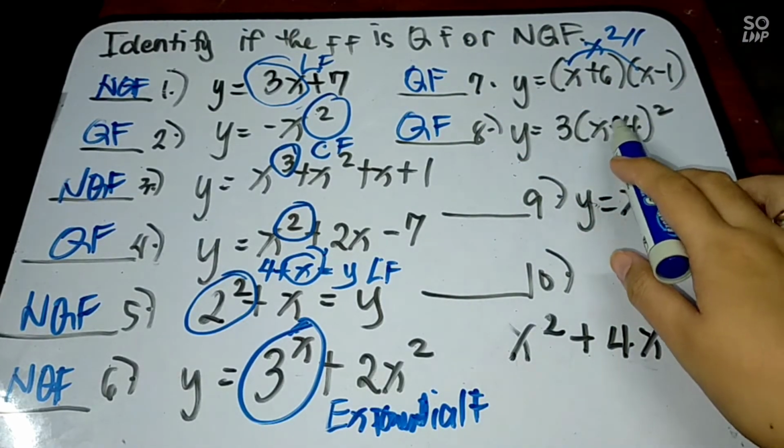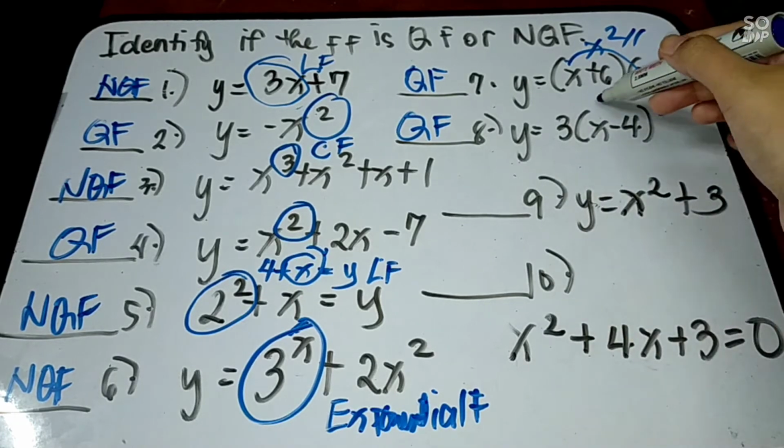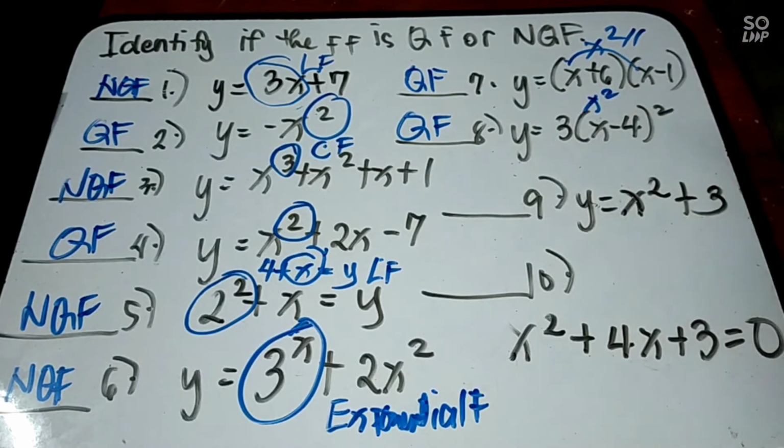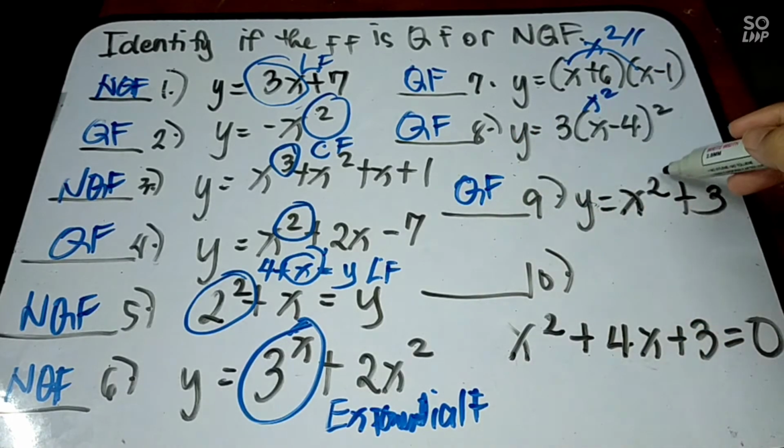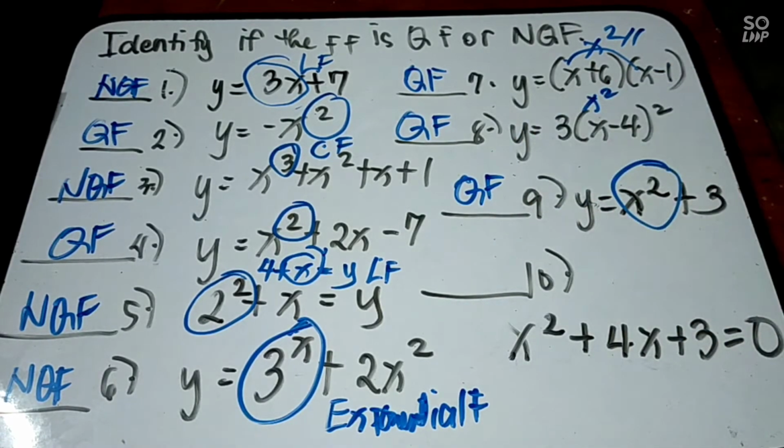Kasi, when you simplify this one, ang highest exponent mo ay magiging x squared. Okay, so quadratic function. Number 9. Y is equals to x squared plus 3. Quadratic function. Highest exponent is 2. Oo nga, wala siyang linear term, pero ang highest exponent niya is 2.